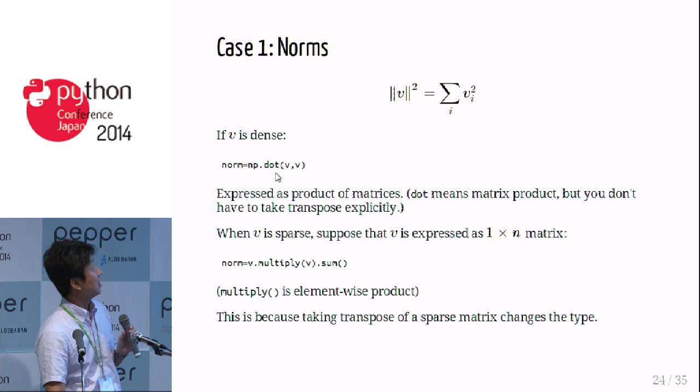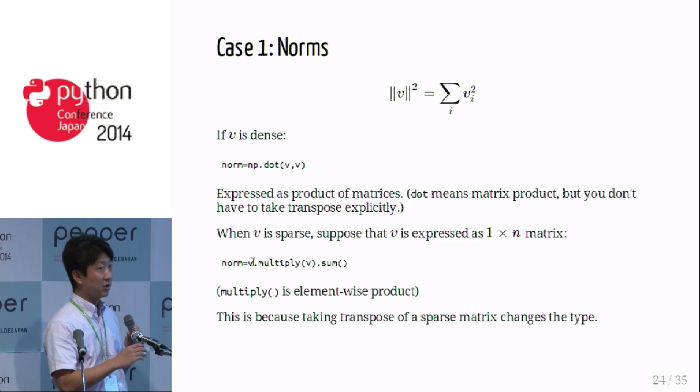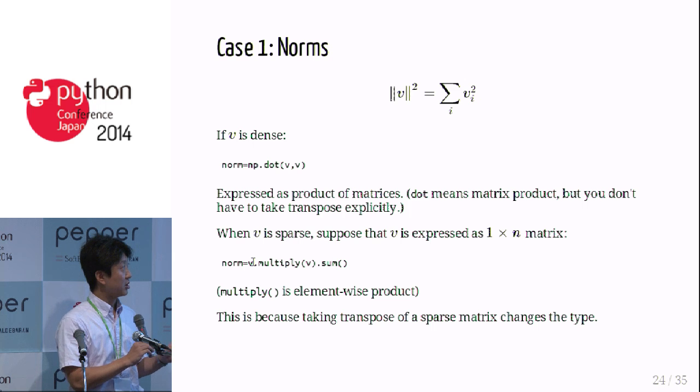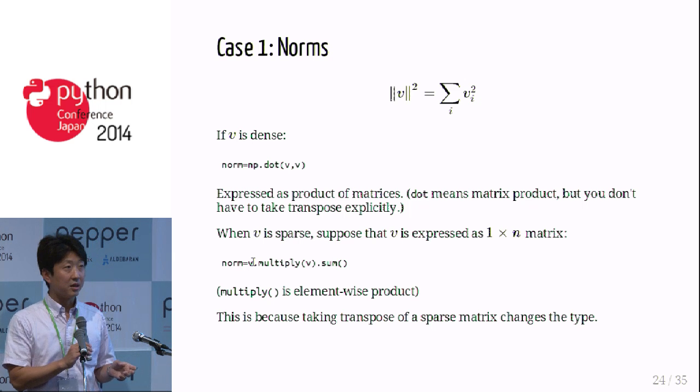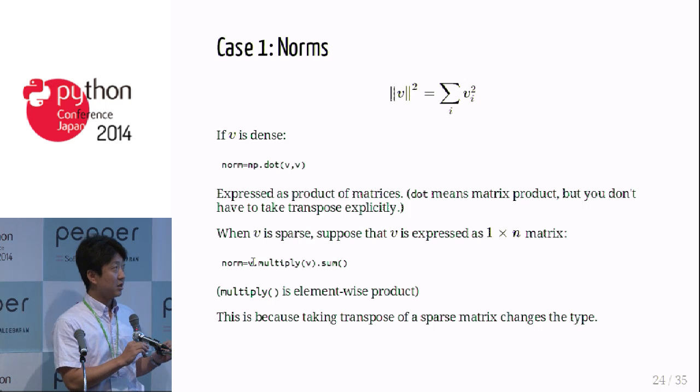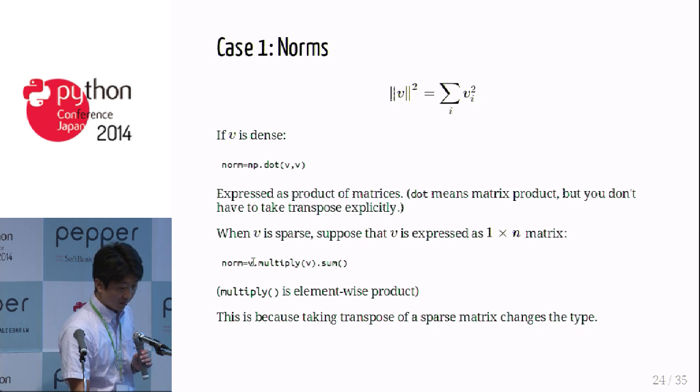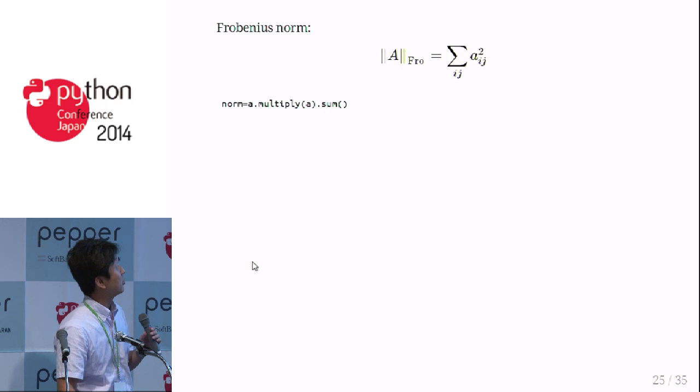The difference is it's not using the matrix product, because if you take the transpose of the sparse matrix, the type of the matrix changes, then the multiplication takes a long time. And this is the example of the Frobenius norm. I think it's obvious.